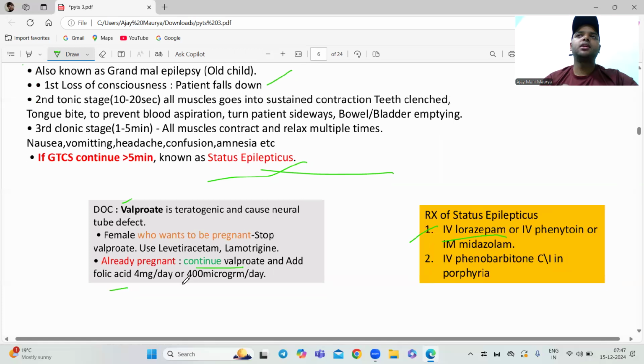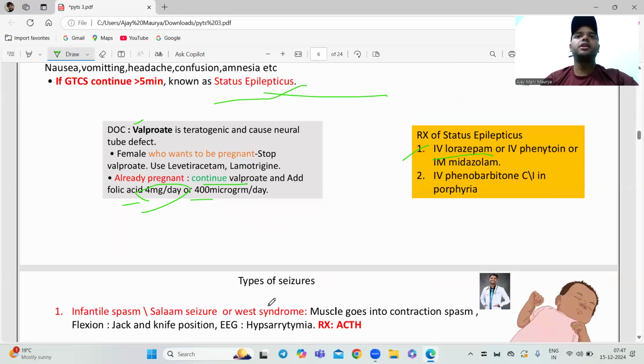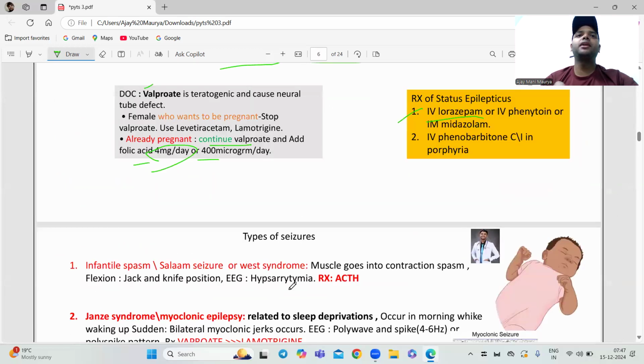Please let me know is this correct or not. Is this 400 microgram or 4000? It's 4000. Please let me know. Don't worry, I will update in the description.